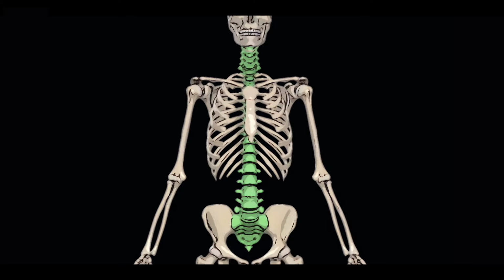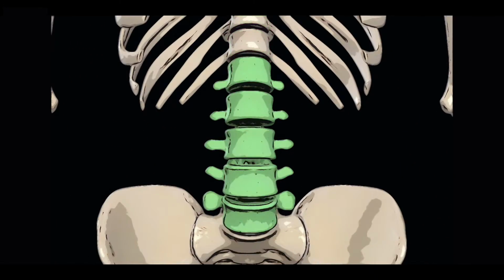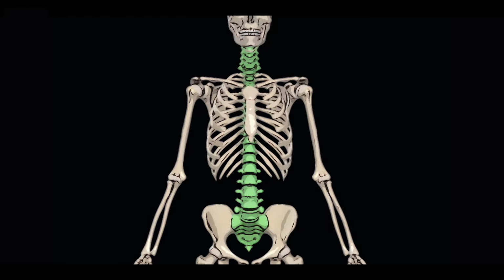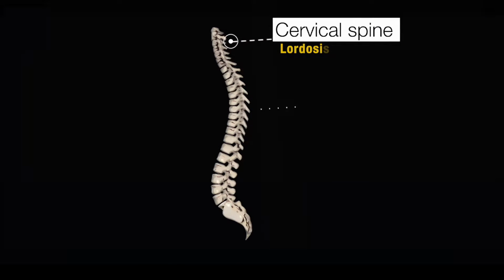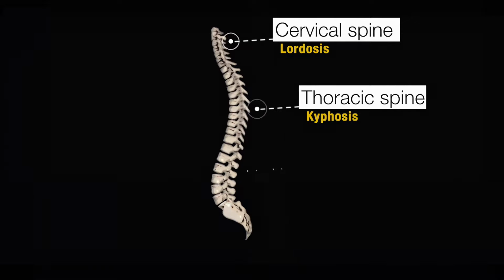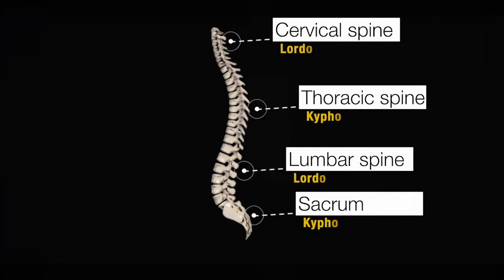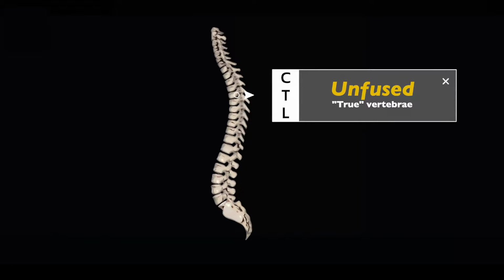The human spine consists of 33 bony vertebrae: 7 cervical, 12 thoracic, 5 lumbar, 5 sacral, and 4 coccygeal. When viewed laterally, these regions have 4 distinct curvatures: a cervical lordosis, a thoracic kyphosis, a lumbar lordosis, and a sacral kyphosis. The cervical, thoracic, and lumbar vertebrae are unfused and are known as true vertebrae.